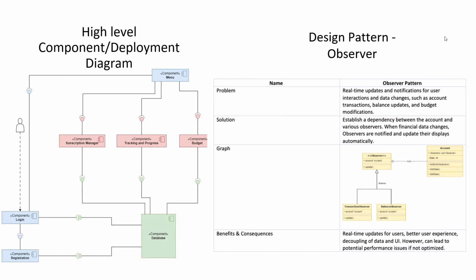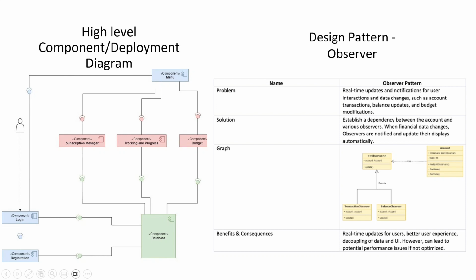Okay, I'm going to explain the high-level component deployment diagram. I'm going to explain the access part. That is, the user is going to log in, but if the user doesn't have an account, they need to do the user registration. After that, they are going to have the menu part, and they have three options in this one. That is the subscription manager, where they are going to have some benefits with the application, the tracking and progress to see everything about that, and the budget. And obviously all of this is connected with the database.